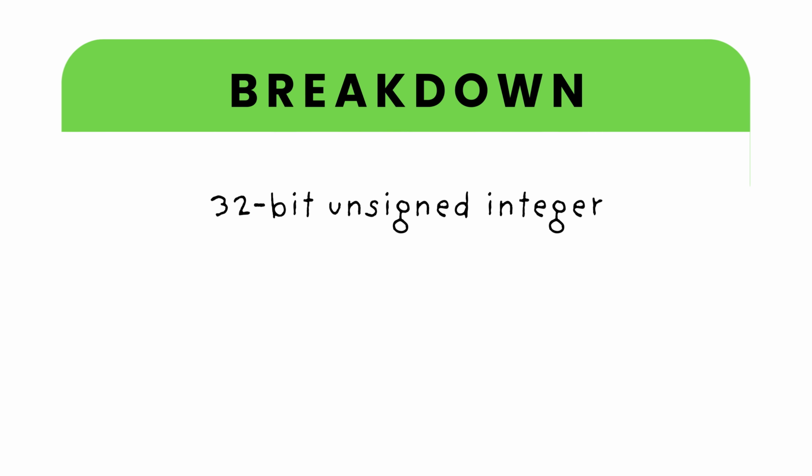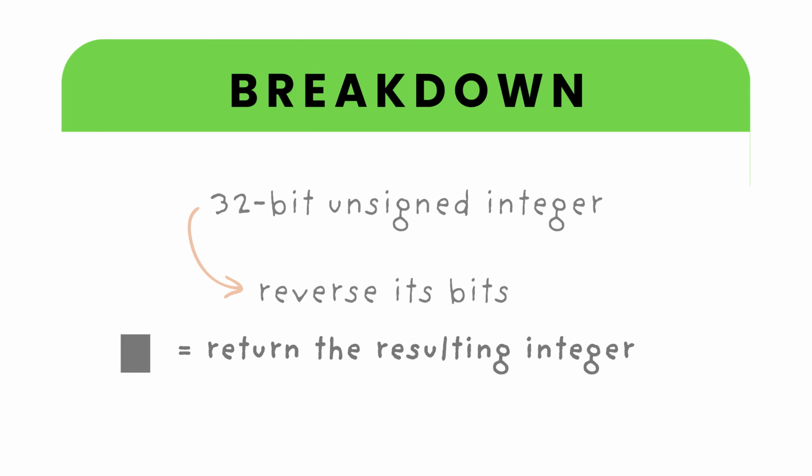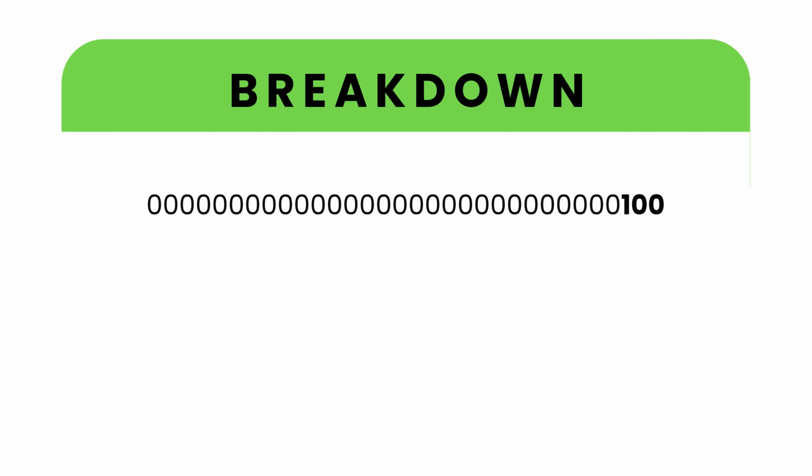Let's break it down. Given a 32-bit unsigned integer, reverse its bits and return the resulting integer. For example, if the input is 100 in binary, you need to flip the bits so it becomes 001.